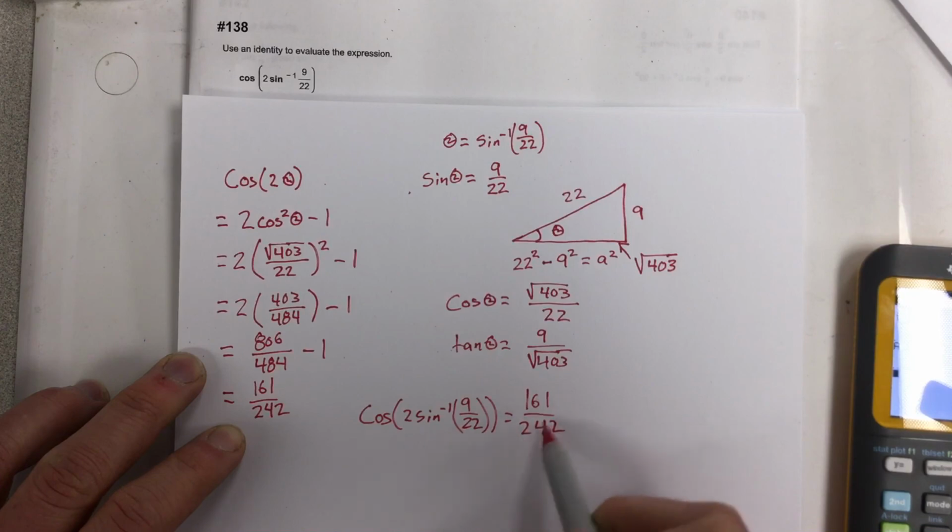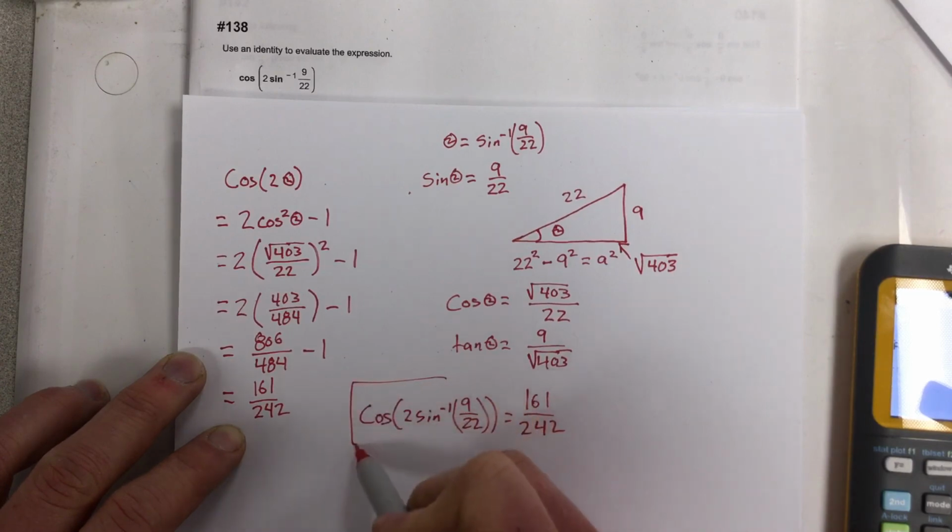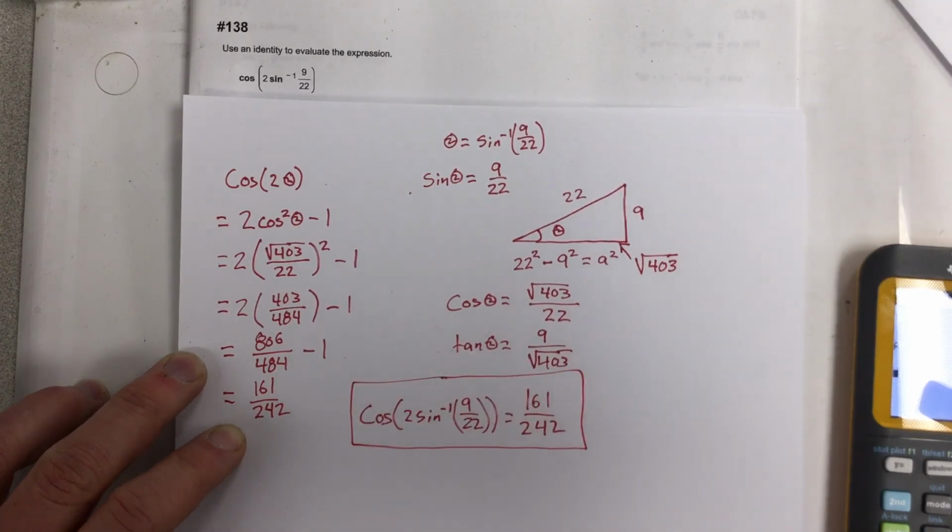Now this is still less than 1, which is the largest number you should get for cosine or sine on the unit circle, and it's still greater than -1. So it makes sense for an answer.